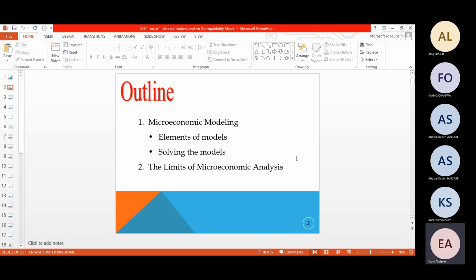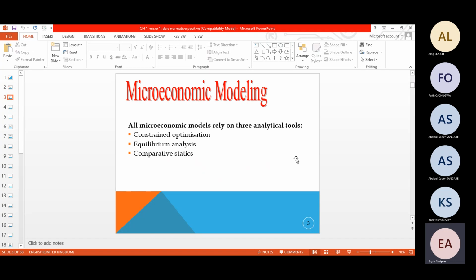The outline for the course today: microeconomic modeling is going to be introduced to you, the elements of the models, solving the models, and the limits of the microeconomic analysis. And then we will go into the microeconomic modeling on three analytical tools: the constrained optimization, equilibrium analysis, and comparative statics. I suppose you know a little bit the constrained optimization, which is related with the budget constraint.